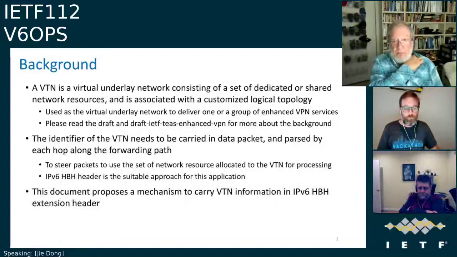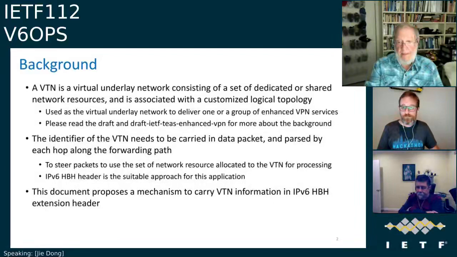The identifier of the VTN needs to be carried in the data packet and passed by each hop along the forwarding path, so that it can be used to steer the packet to use the set of resources allocated to the VTN for the processing. So we think the hop-by-hop extension header is the suitable approach for this case. And this document proposes a new hop-by-hop option to carry this VTN information. Next slide, please.